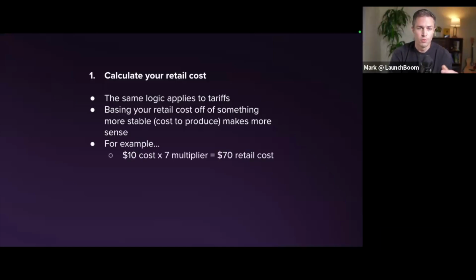All right. And so, for example, let's just say that your cost of your product was $10 to produce. If you had a 7 times multiplier, that would be a $70 retail cost. Again, this seems really basic, but we're going to build on top of this logic.